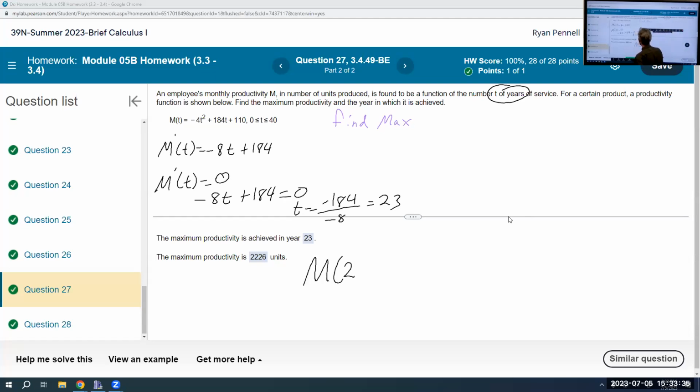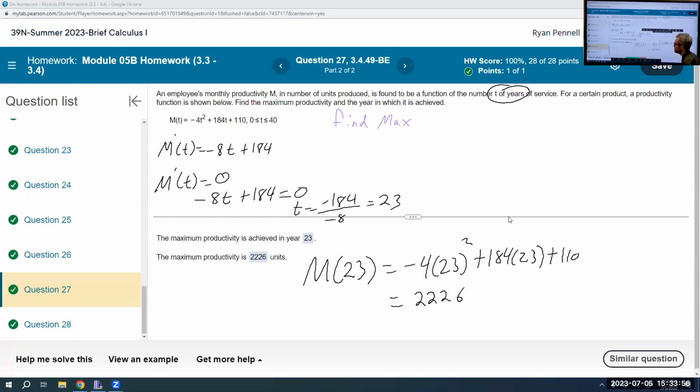M of 23 is negative 4 times 23 squared plus 184 times 23 plus 110, which equals 2,226 units. Take the derivative, set it equal to 0, solve for t, plug that t into your function.